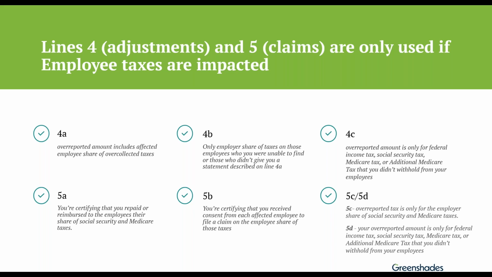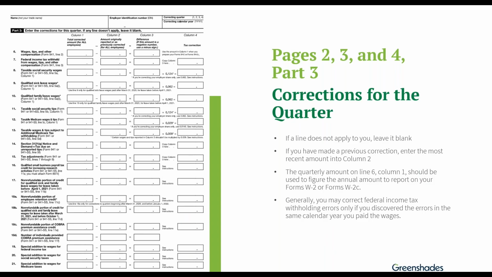Line 5 is for claims. So if you are certifying that you have repaid employees for over-collected taxes, or 5C, 5D, if you do not need to repay employees because the correction and claim is for taxes that were not withheld from the employee paycheck. We're not going to go into each one of these boxes in depth. We only have a short time on today's webinar, but we want to talk through the basics of filling out this part of the form.